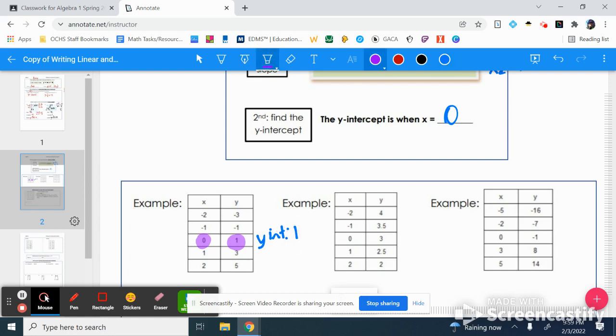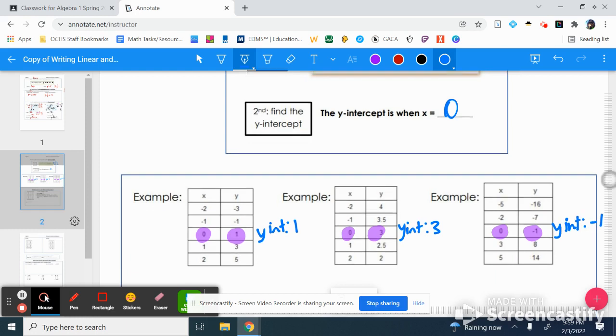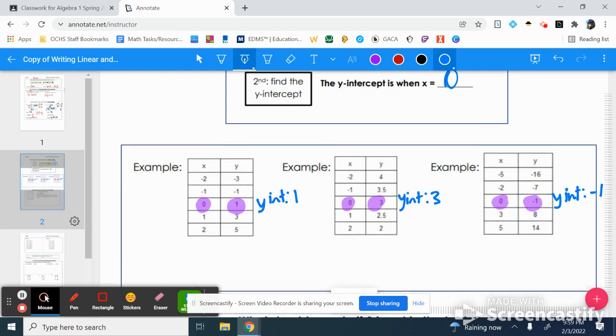For the second chart, look and see where x equals 0. And in this case, the value that corresponds with it is 3. So the y-intercept would be +3. For the last example, just finding the y-intercept, so where does x equal 0? It's here. And y will equal -1, which makes the y-intercept -1. Now I kind of went out of order according to our steps, because in my opinion it is much easier to identify a y-intercept before I try to identify a slope.